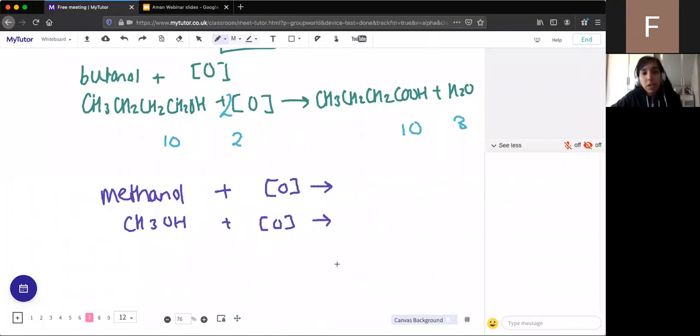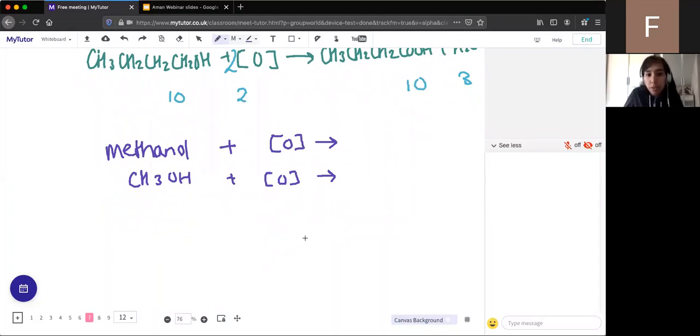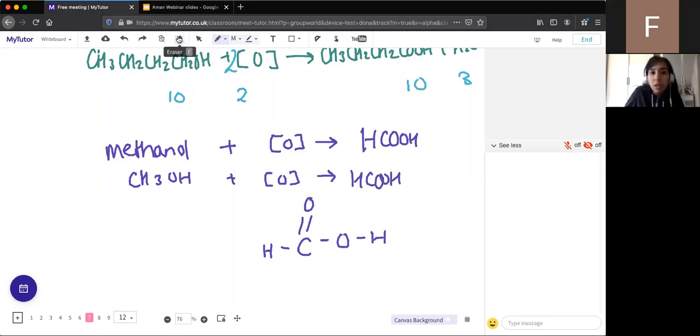Okay, so methanoic acid will only have one carbon in. So I'll draw this out just to help make sense. Because it's only got one carbon in, and we need the double bond and the OH, that means there can only be one hydrogen here. So the formula for methanoic acid is HCOOH. Sorry, that was supposed to be written out.